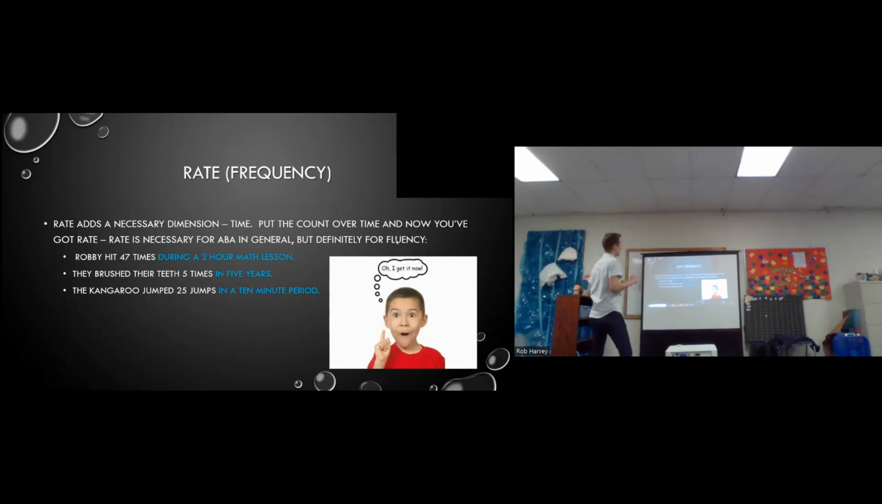In a little bit, we're going to talk about RPMs, and those are not rotations per minute in what we're talking about. Those are responses per minute. So we're going to talk about that a lot. But if I know they brushed their teeth 5 times in 5 years, that's disgusting. They brushed their teeth 5 times in 1 day, that's too much. So you can see how problematic "they brush their teeth 5 times" is.